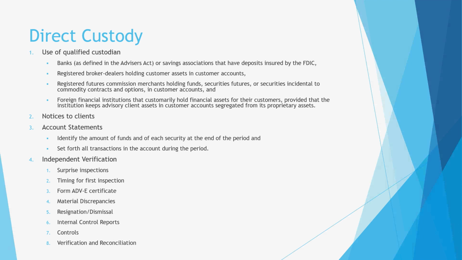The SEC has identified 4 kinds of financial institutions that are qualified custodians for purposes of the rule. Those include banks or savings associations that have deposits insured by the FDIC, and registered broker-dealers holding customer assets in customer accounts. Keeping in mind, you can have registered broker-dealers that are very limited in scope, so you'd have to make sure the broker-dealer actually holds customer assets in customer accounts.